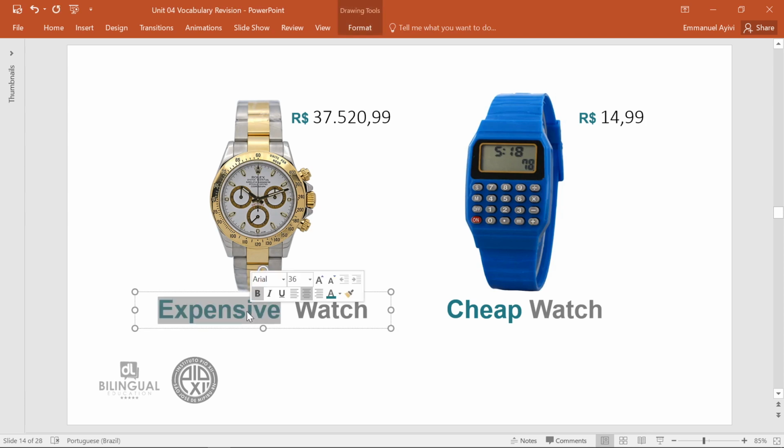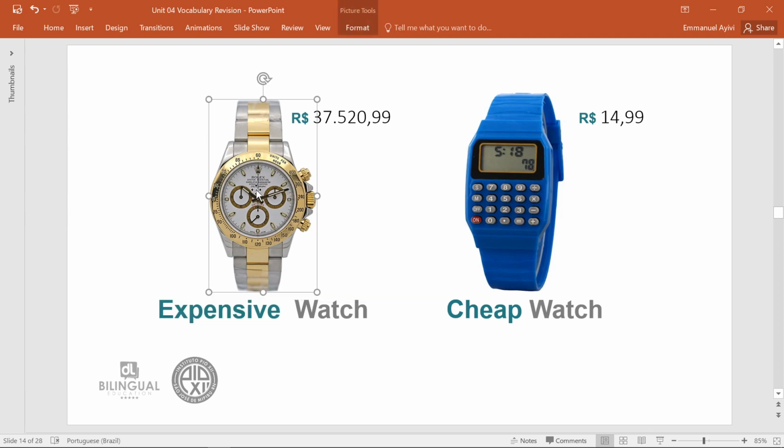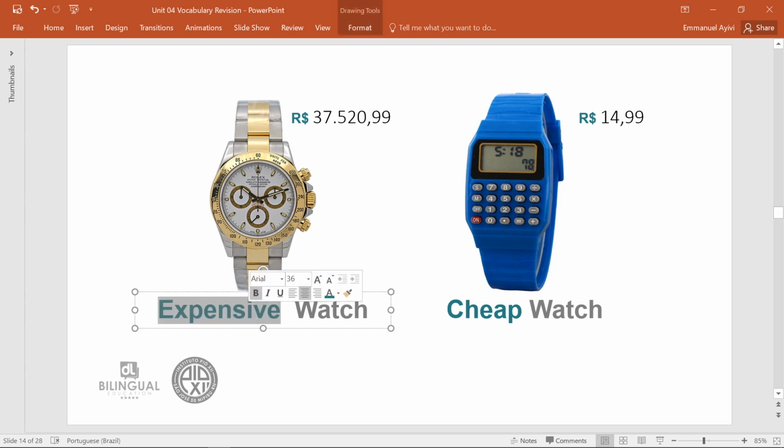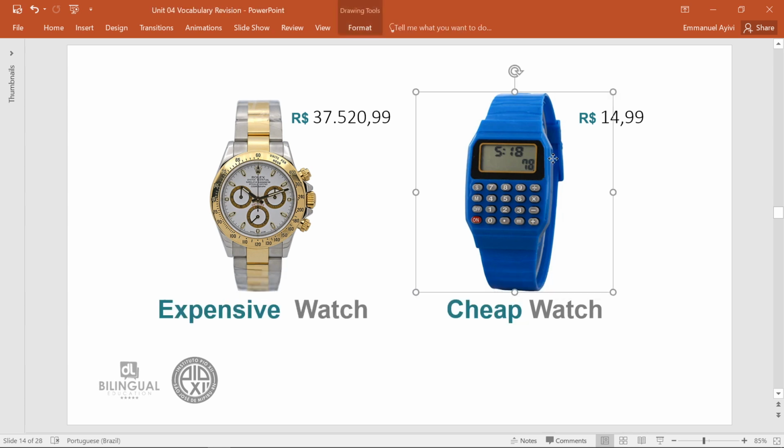Another example is expensive. This is an expensive watch. It is expensive because of the price. This watch costs 37,550 reais. And this watch is cheap because it costs only 14.99 reais. So very expensive and very cheap. Expensive watch, cheap watch.